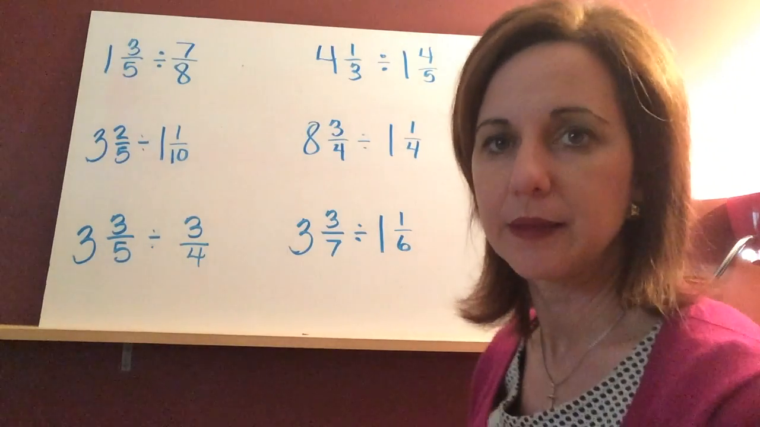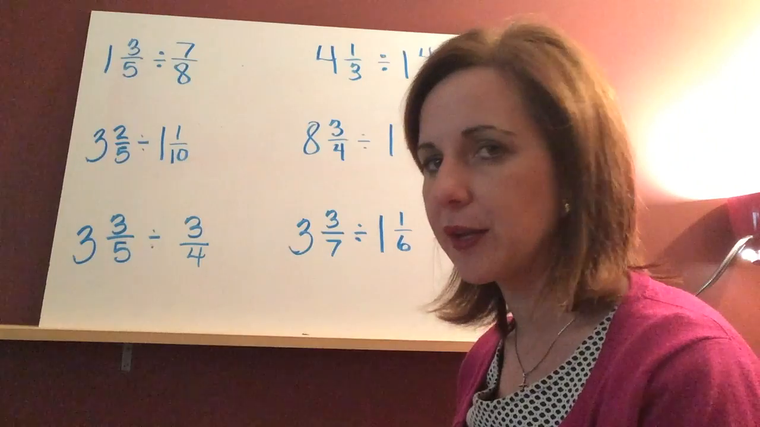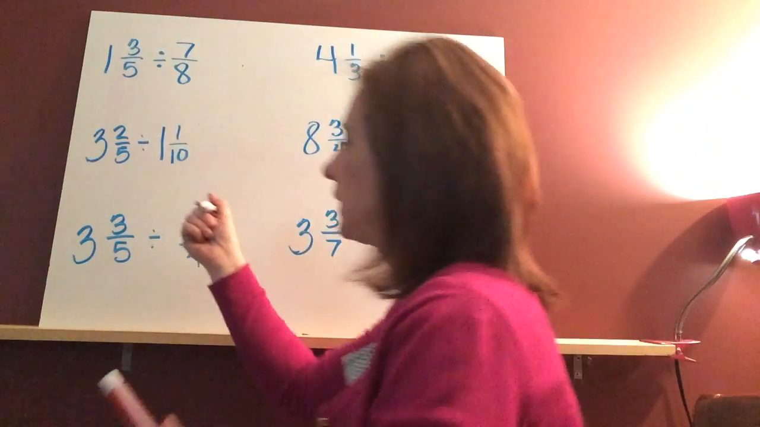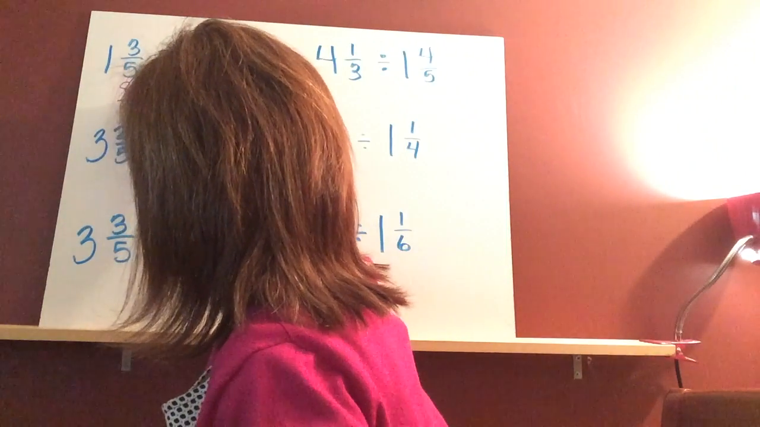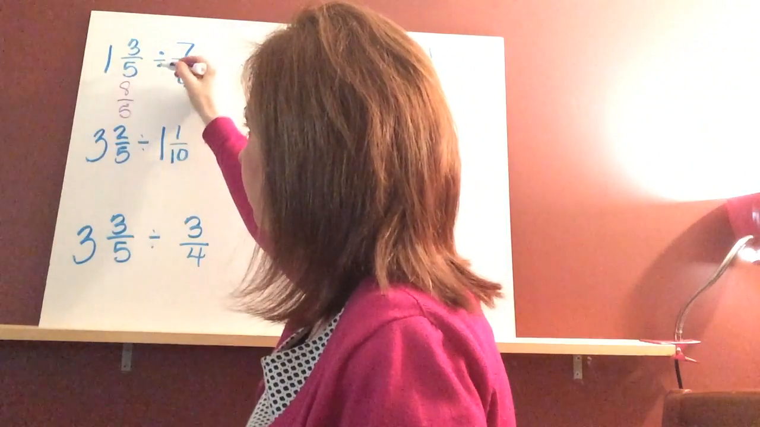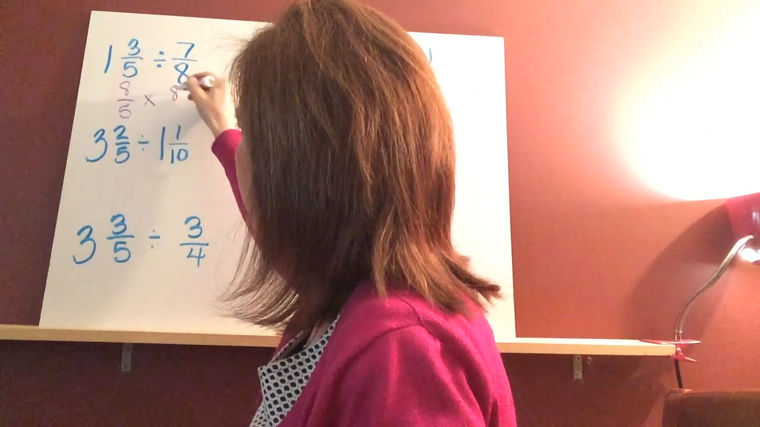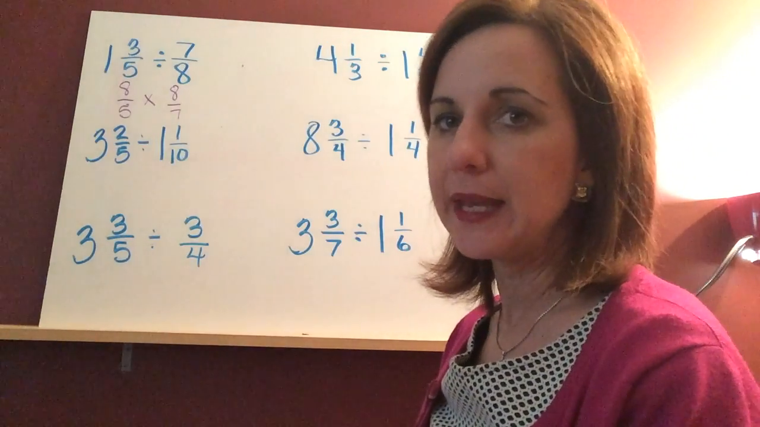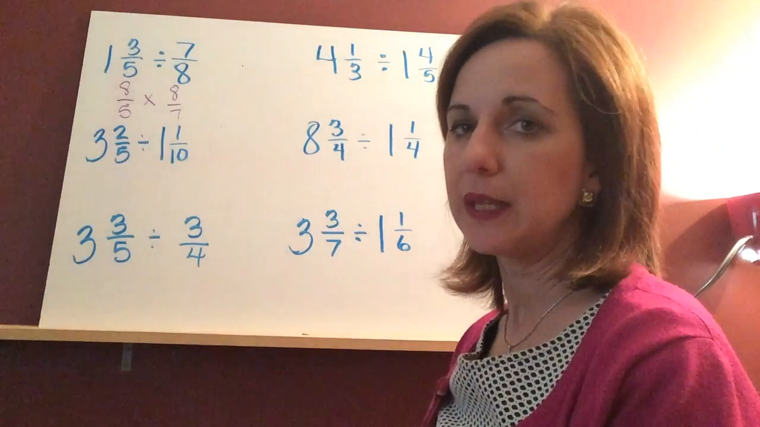So let's practice stay, switch, flip. First, we have to fractionize just like we did with multiplication. So this problem is going to become 5 times 1 is 5 plus 3, we're going to do 8/5. That's fractionized. Flip or switch this and flip this. And so 8/5 times 8/7 will give us the answer.